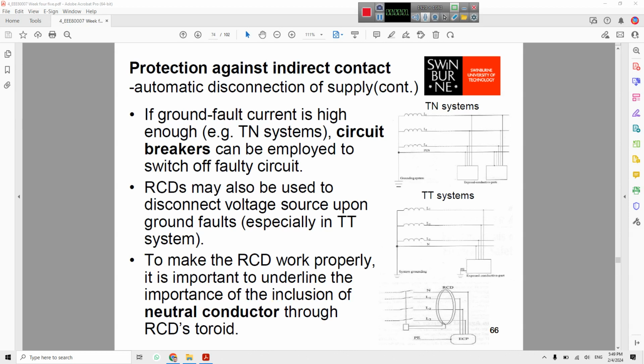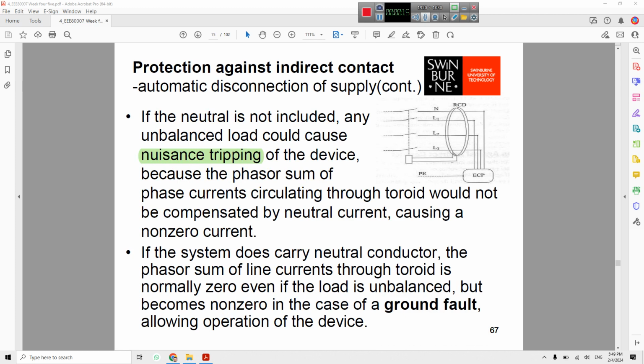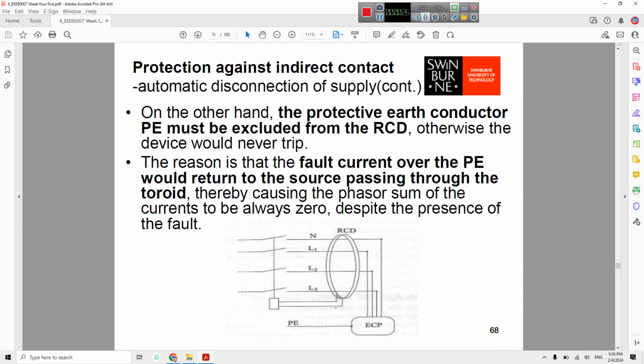Okay guys, we had discussed the TT system, and how the three-phase RCD has to be installed. Now we are going to check the nuisance tripping due to wrong operation of the RCD. One reason here can be wrong selection of the phase.